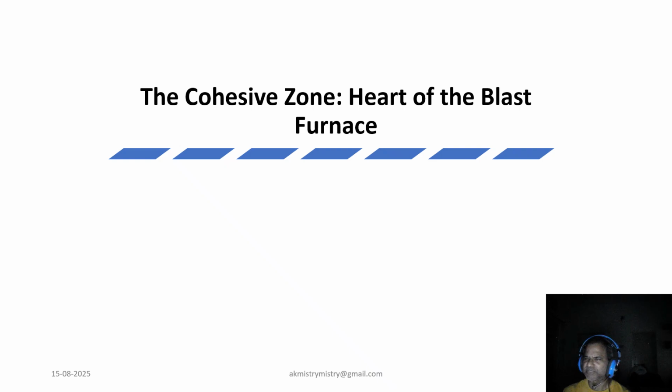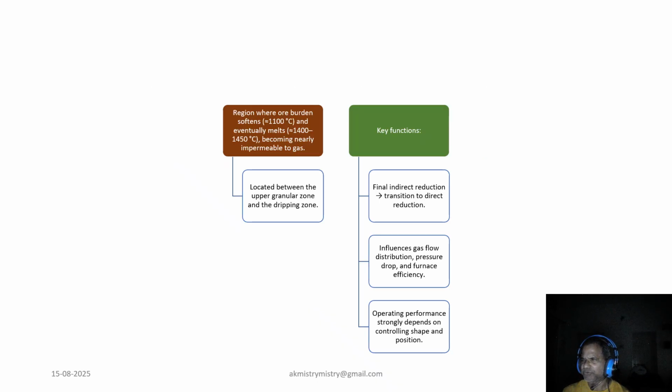Today our topic of discussion is the cohesive zone, the heart of the blast furnace. This is the region where ore burden softens around 1100 and eventually melts between 1400 and 1450 degrees centigrade, becoming nearly impermeable to gas. It lies between the upper granular zone and the dripping zone and plays a critical role in the final indirect reduction and the transition to direct reduction.